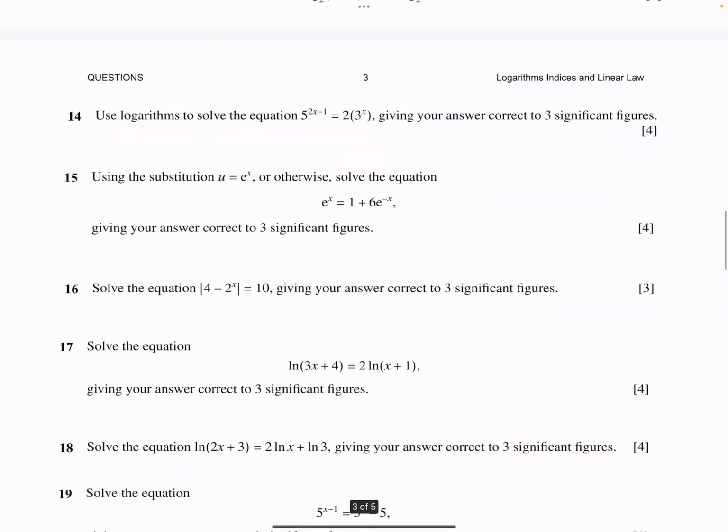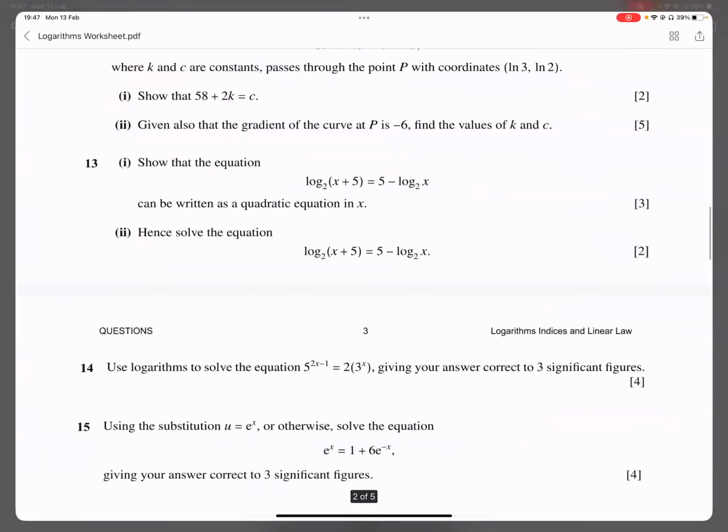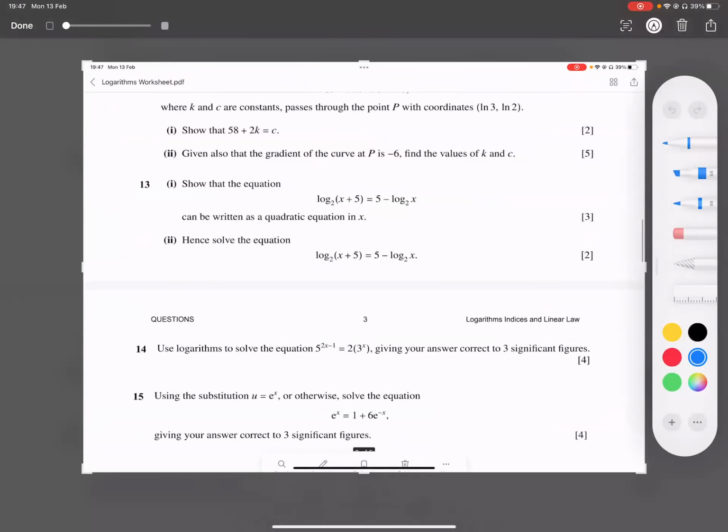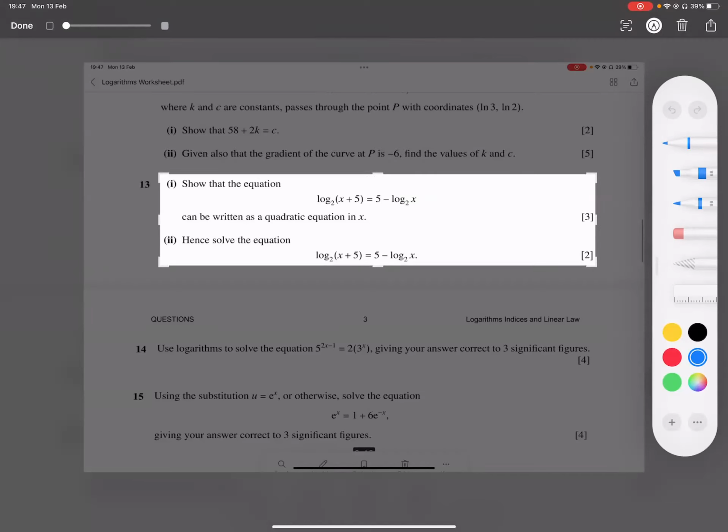Which one was I thinking about? Yeah, so this one, question number 13. Let's do this one last question. In this, you're using a different log with base 2. Let's just try this. And then we end.